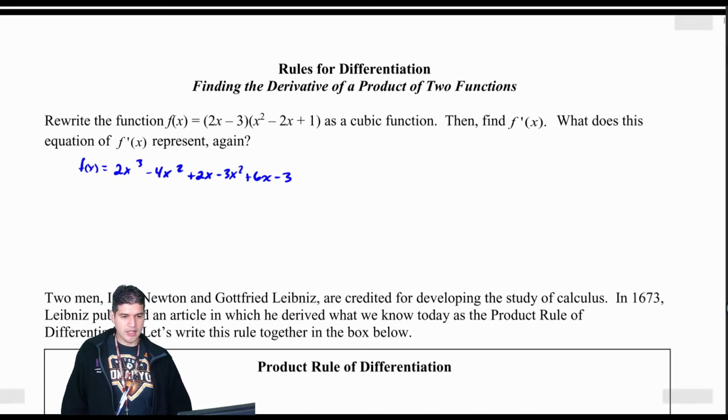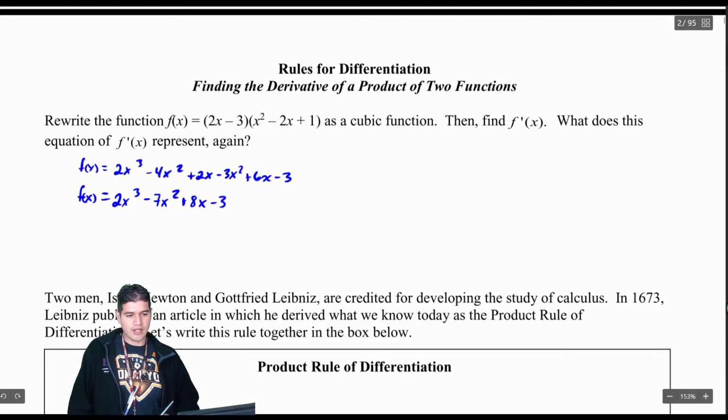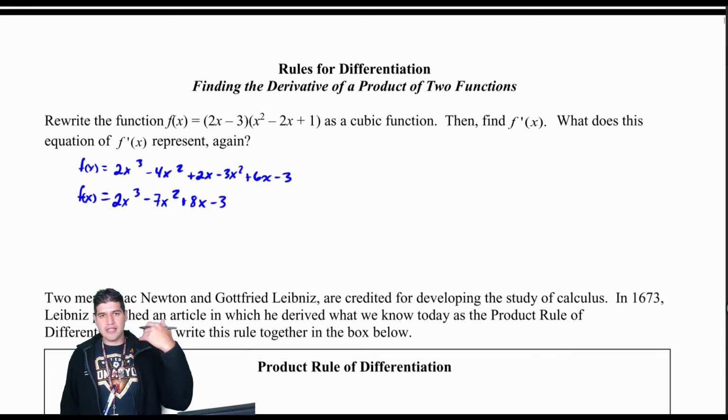That looks good. And then I am going to just combine like terms real quick. So f of x is going to be 2x cubed minus 7x squared plus 8x minus 3. All right, and now let's find f prime.